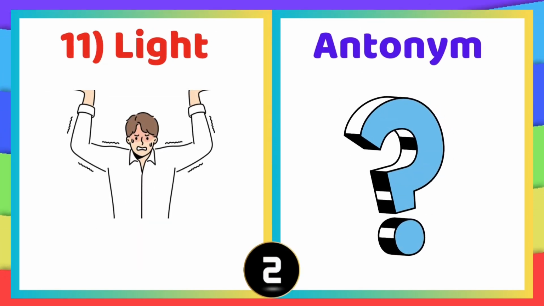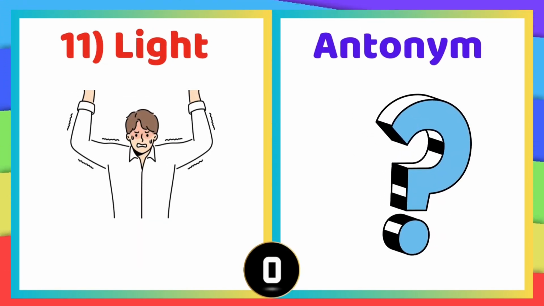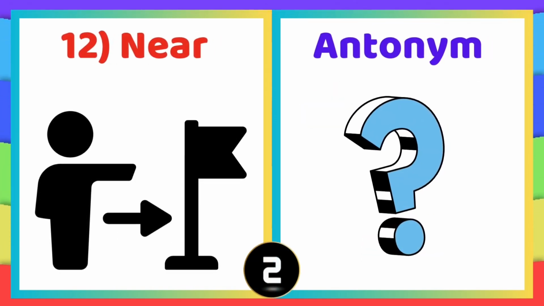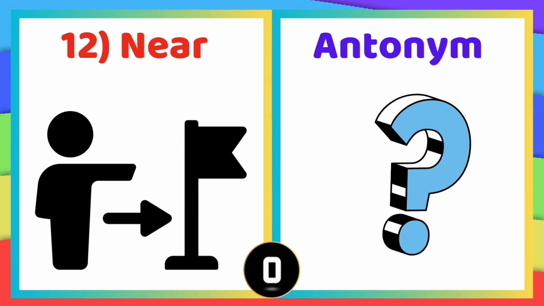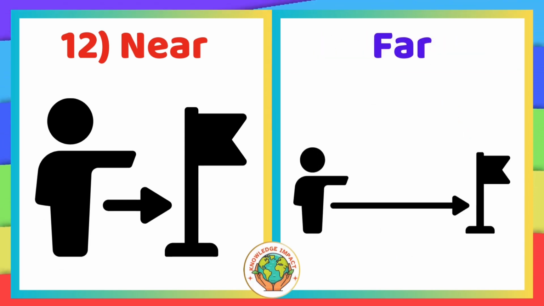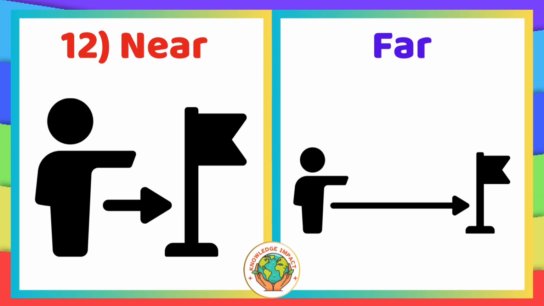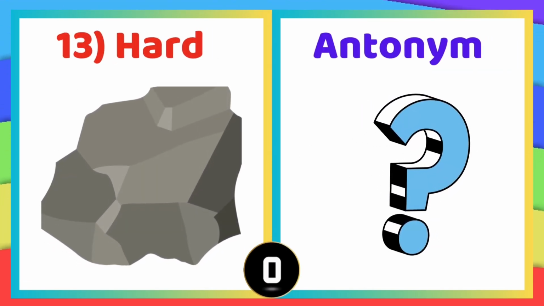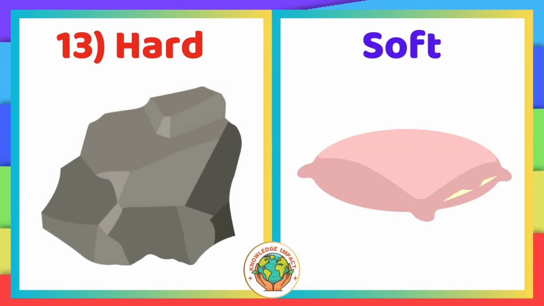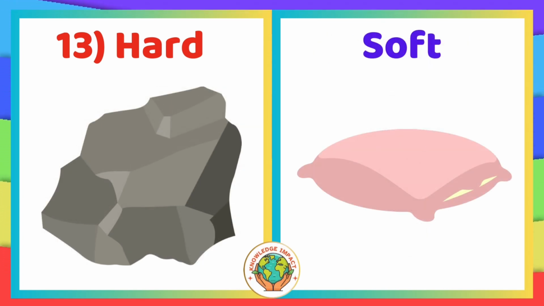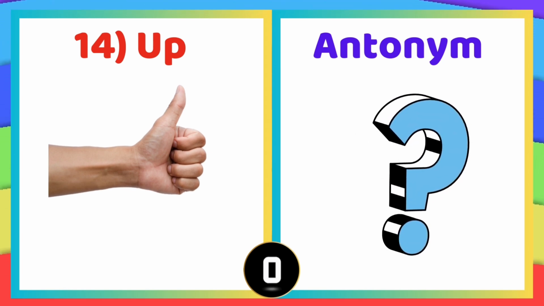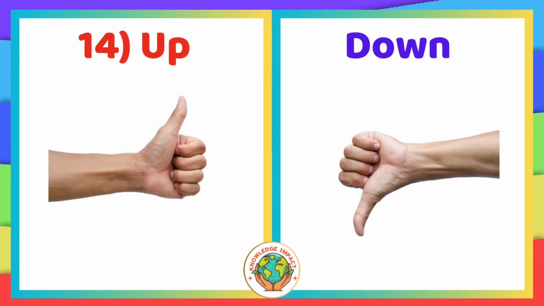How do you say the opposite of light? Heavy. Name an antonym for near. Far. How do you say the opposite of hard? Soft. What word means the opposite of up? Down.